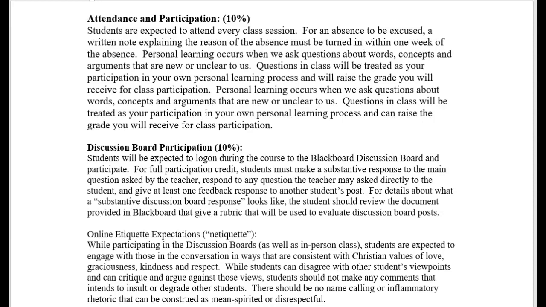And so there is a rubric for that substantive response, how I judge a discussion board contribution as substantive or not. So you'll want to look at that rubric to make sure that your posts are substantive, not only in reply to my prompts, but also in reply to other students.